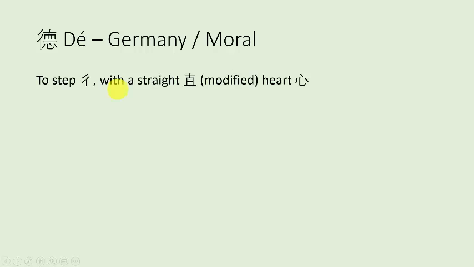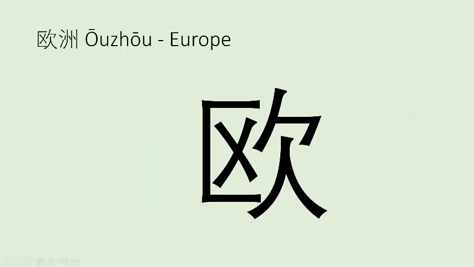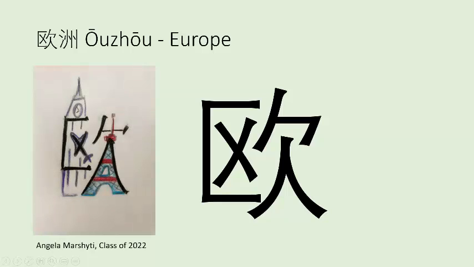The character for Germany has the step radical and then a modified straight character. Here's how it looks usually, and you can see they kept the 3 lines, but they turned it on its side, and they kept the top cross. And then the heart radical, because if you step with a straight heart, you're moral or German. The next character, Ōu, is the Ou for Europe. It's also a surname, Ou. My student has illustrated it as the Eiffel Tower and Big Ben, and a plane flying between the 2, or a plane crashing into Big Ben.